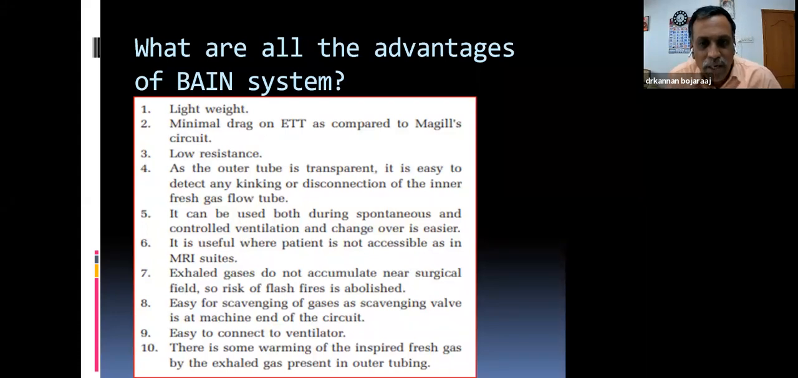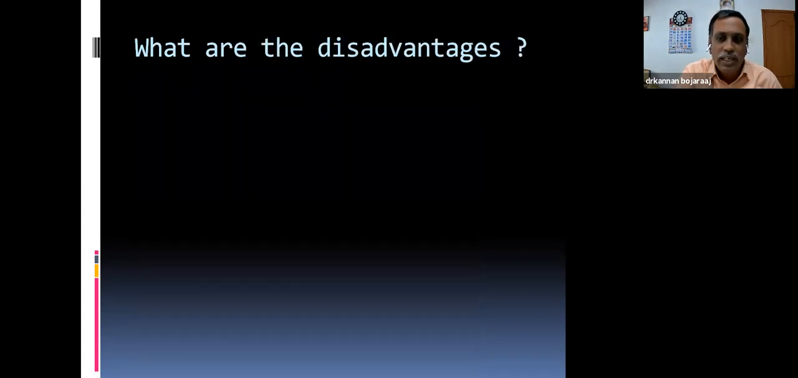There is some warming of the inspired gas, what Niveta already told. This gas warming and humidification effect is very much there with our Bain circuit. Those are all the advantages of this Bain system. What are the disadvantages we already discussed? Anybody else quickly say, Niveta, what are the disadvantages?